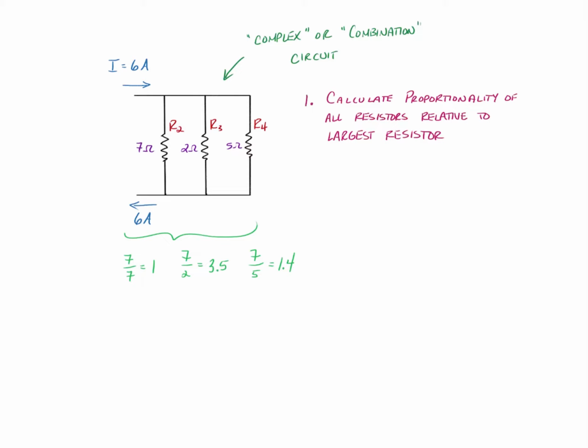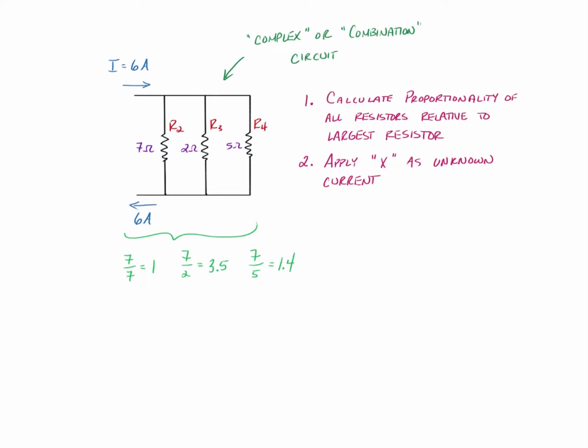So we find that proportional to itself, a 7 ohm resistor has a proportionality ratio of 1. It's 1 times as big as the largest resistor. 7 is 3.5 times larger than 2, and 7 is 1.4 times larger than 5. So we're finding a proportionality constant. Basically, how many times larger is the largest resistor relative to the resistance of the individual branch?